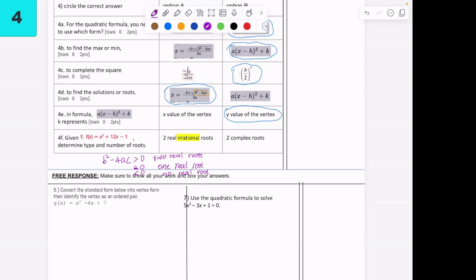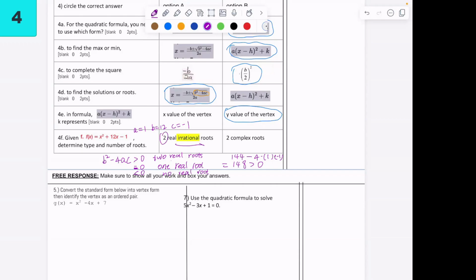So what is b squared minus 4ac in this case? In this case, a is equal to 1, b is equal to 12, c is equal to minus 1. So b squared is 144 minus 4ac. So it's 4 times 1 times minus 1. So this is 144 plus 4. So this is equal to 148. And of course, it's greater than 0, right? So that's two real irrational roots.